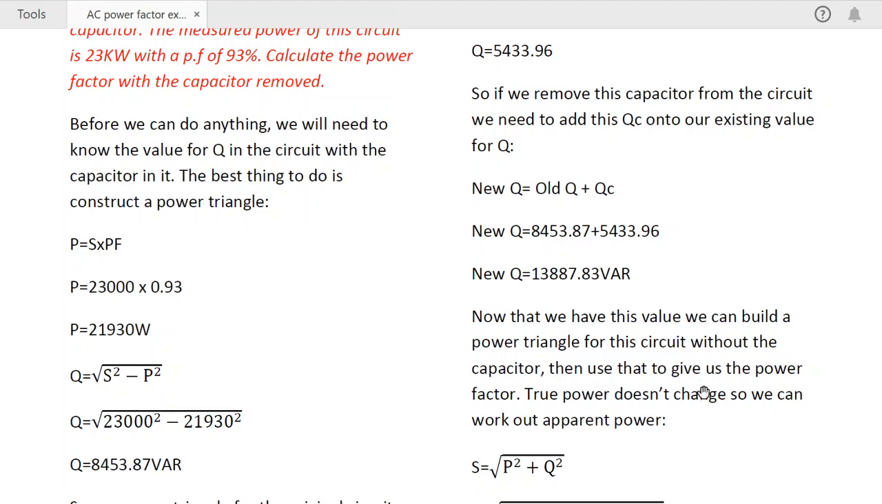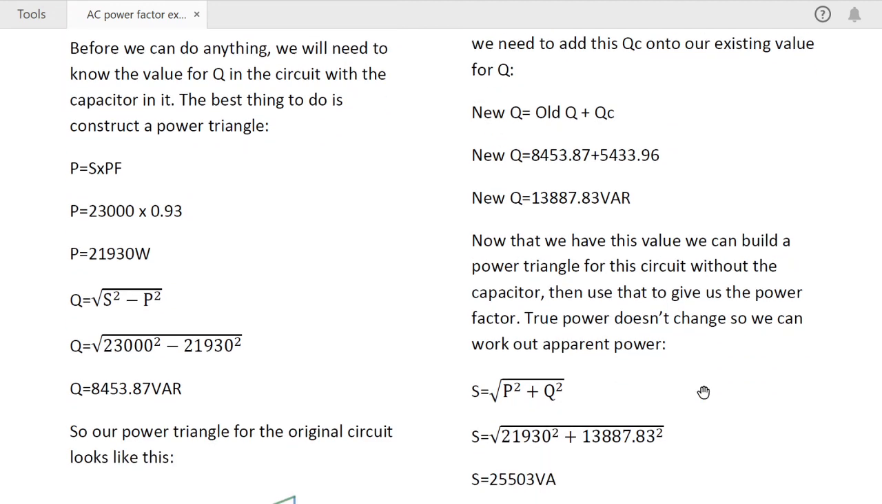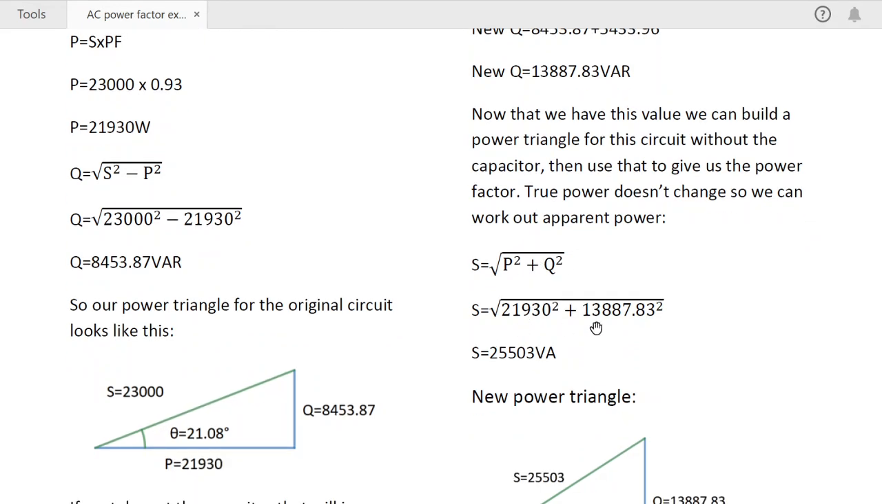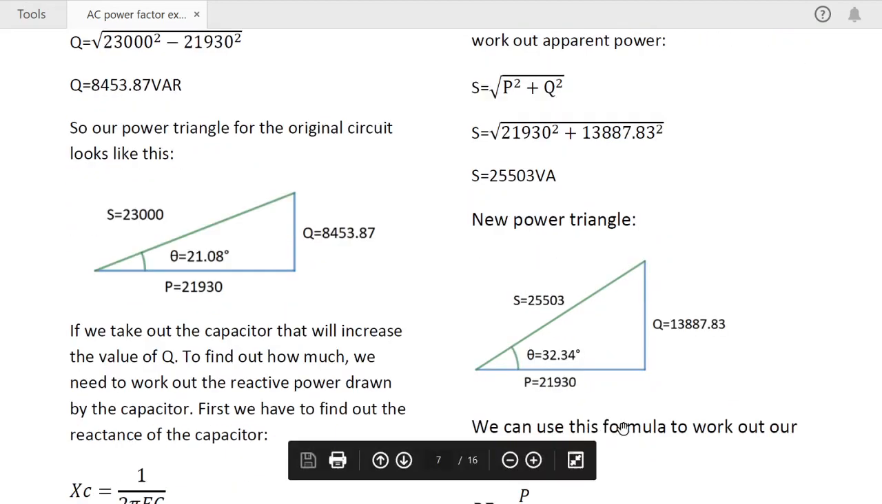Now that we have this value, we can build a power triangle for the circuit without the capacitor, and then use that to give us the power factor. True power doesn't change. Again, we haven't changed the resistance of the circuit. We haven't added any resistance or removed any resistance. So we can work out our apparent power using Pythagoras. S equals the square root of P squared, which doesn't change, plus Q squared. We've got that new value, and that gives us a figure of 25,503 volt amps. That's our new value of S after we've taken the capacitor out.